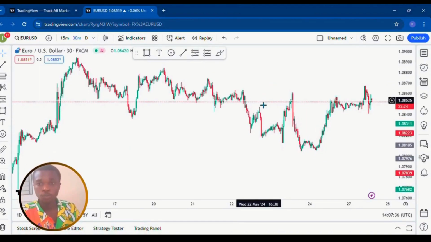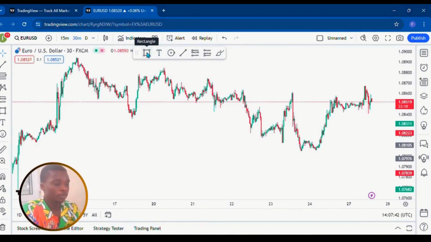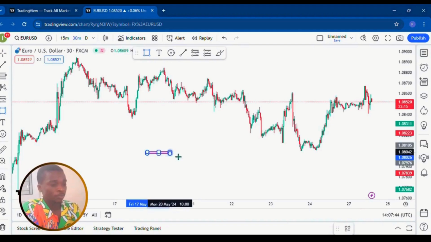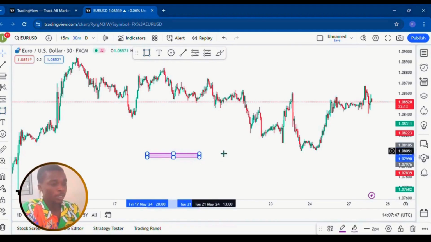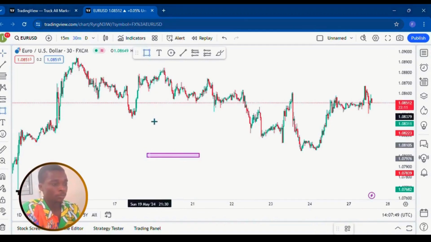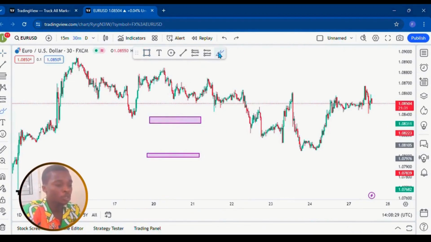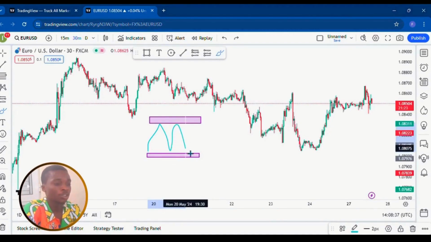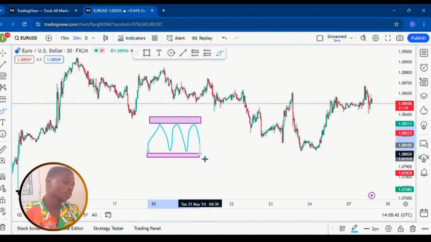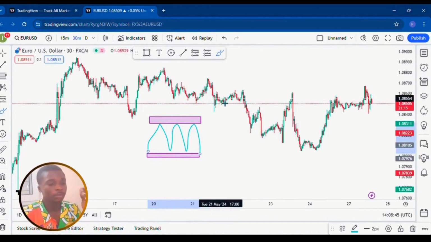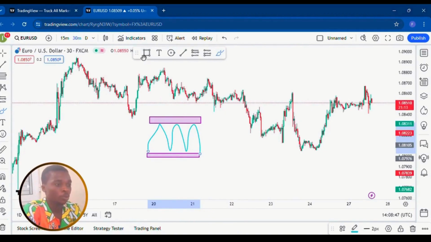First of all, I'm going to show you what support and resistance is. Support and resistance basically looks like this. You identify support and resistance when you see the market forming something like this on the chart. Seeing a trend formation like this is called support and resistance.